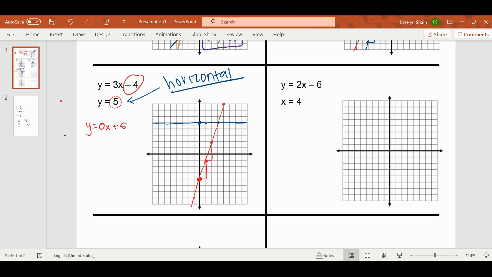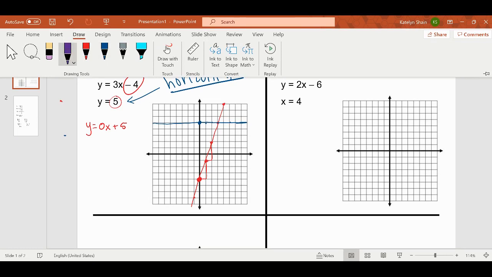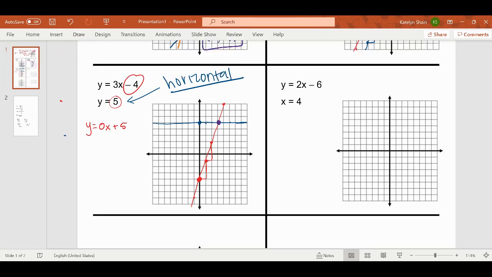So now we can see that our solution is this point right here. Remember, our point of intersection is our solution. So this coordinate right here, my x value is at 3, and my y value is at 5. So my solution to this system of equations is (3, 5).